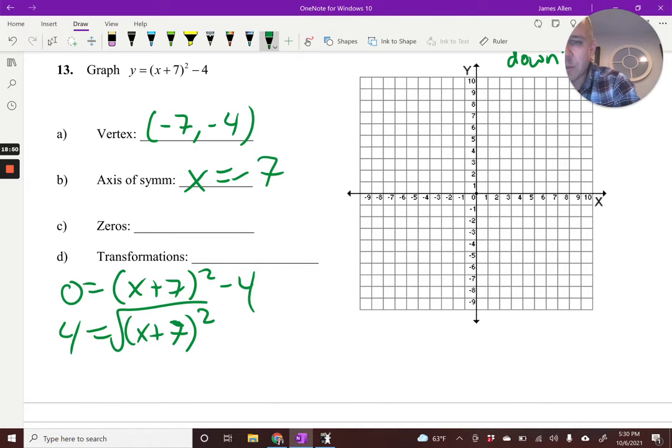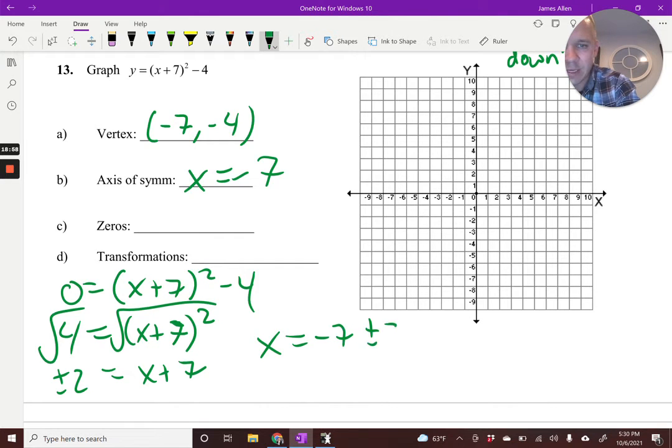There we go. Square root on both sides. That's going to be plus or minus 2 equals x plus 7. So I have x equals negative 7 plus or minus 2. I do like to rearrange that. So I'm going to have x equals, well, negative 7 plus 2 is negative 5. And negative 7 minus 2 is negative 9. My transformations again, I'm going, let's see here, left 7 and down 4.